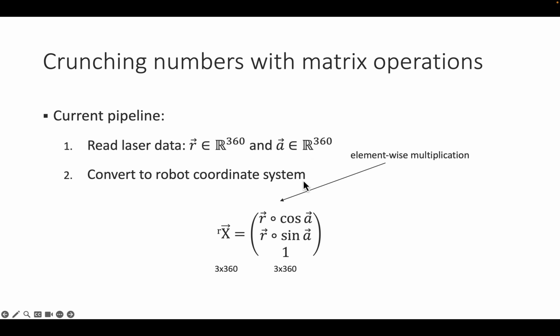Now what we need to do first is we need to multiply each of these values in the range vector with a value in the angle vector. And what we need to do is an element-wise multiplication, which is just star in Python. And I wrote it down using this symbol here, which means element-wise multiplication. And I now get a vector that has 3 rows and 360 columns and contains all of the x and y coordinates of my point cloud.